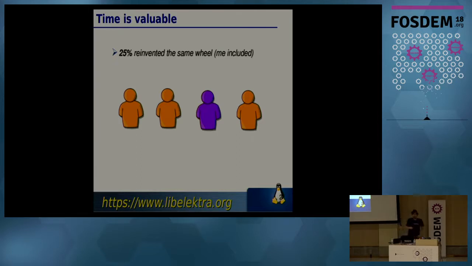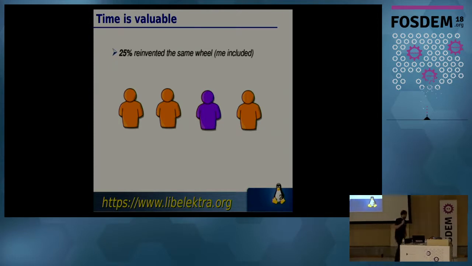25% implemented a new configuration file parser. That means every fourth has done so. And only 30%, only 5% more, used some existing configuration system library or APIs. So that's nearly the same.